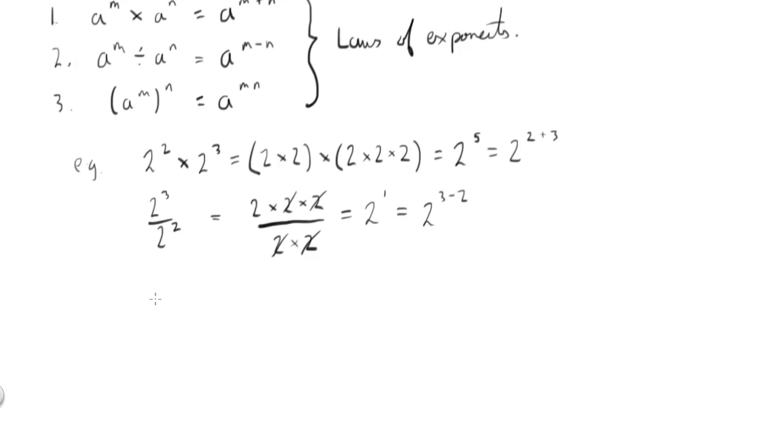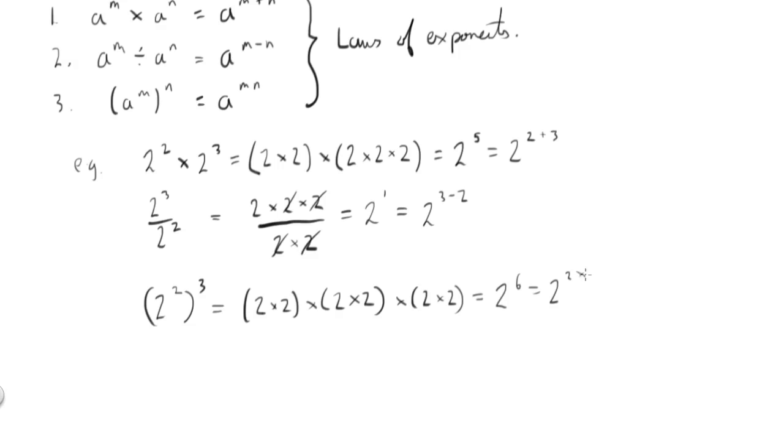Finally, we have 2 squared to the power 3. So what I have here is 2 times 2 multiplied by 2 times 2 and multiplied by 2 times 2. So 2 times 2 is 2 to the power 2, and those are multiplied by each other. If we ignore the brackets, you can see there are 6 lots of 2s, so that's 2 to the power 6, which is actually 2 to the power 2 times 3. So all of these 3 validate the laws of indices, or laws of exponents, sorry.